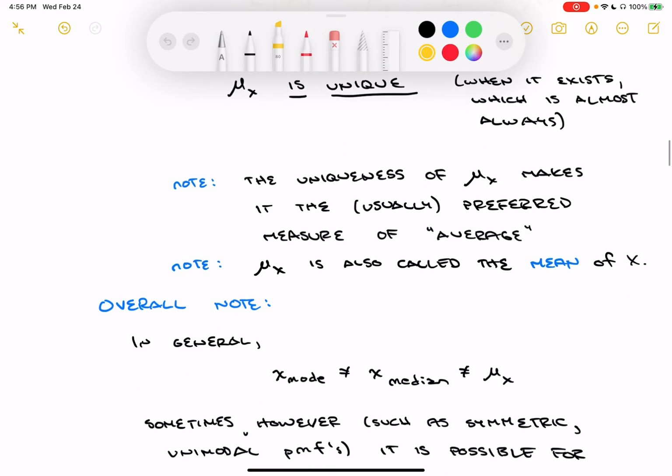So a couple of notes on this idea of an expected value or the mean. The uniqueness of the mean makes it the usually preferred measure of average. And we would also note that this expected value is also called the mean. So you'll hear that as well. So we can have expected X, some people call it an average, and mean value is another one.